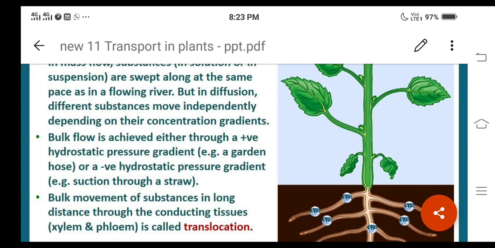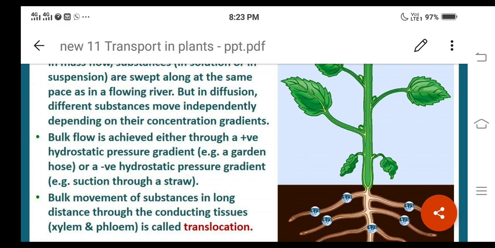And we use the terms photosynthesizing region and non-photosynthesizing region. Photosynthesizing region is the leaf, and non-photosynthesizing region is the other part of the plant body except the leaf. The food will move to all the parts of the plant, including the roots. So we have studied the function of xylem as well as the function of phloem, and how the long distance transport of water takes place.